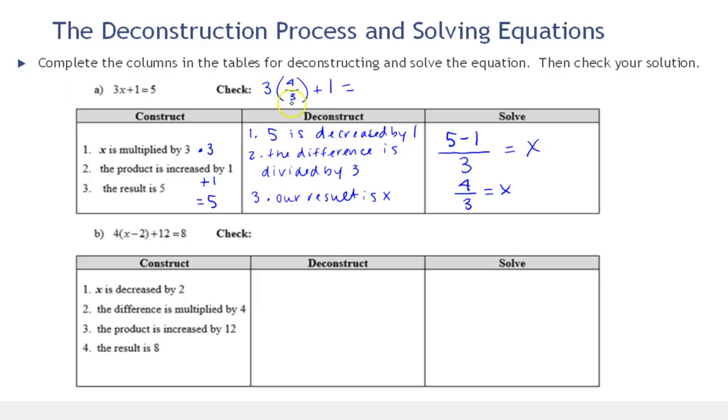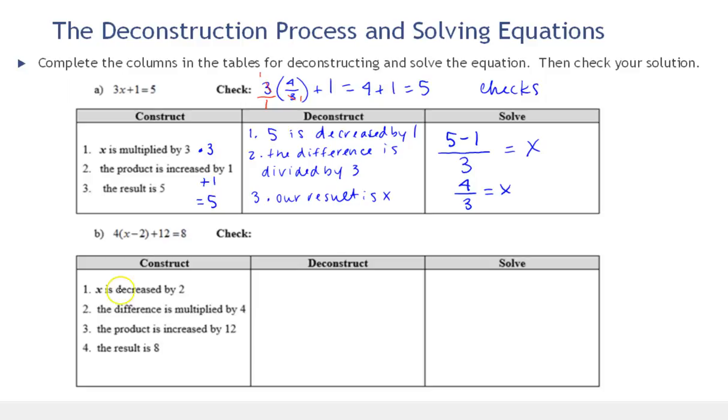Now I'm going to write a string of equivalent equations until I've simplified it. Notice that the 3's here cancel, so I would multiply 3 times 4/3. You can do this on your calculator, but I'm going to show you some of these computations to refresh your memory. The 3's cancel. Okay. So this is equal to 4 plus 1, which is equal to 5. And since the right-hand side of this equation is 5, our solution checks.